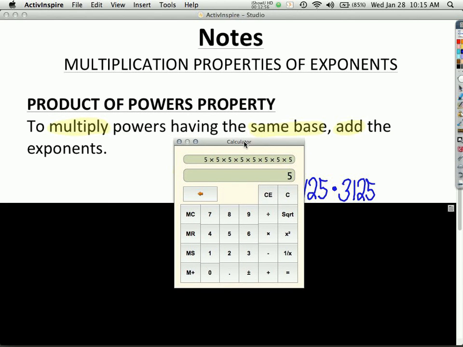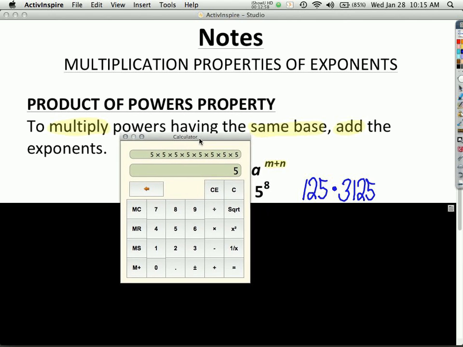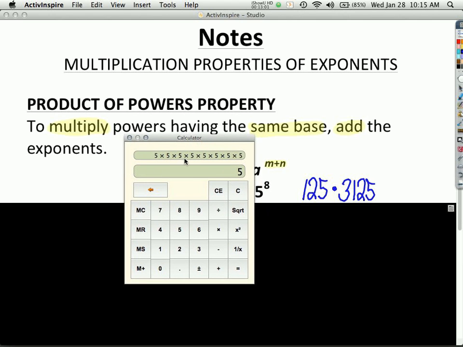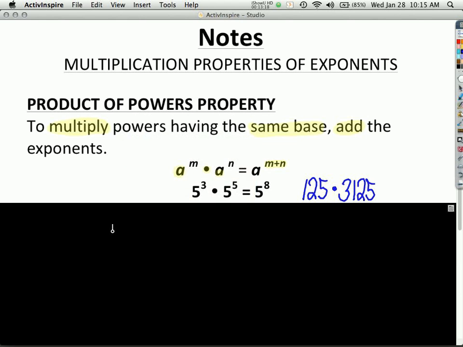In my calculator, I have 5 to the 8th power. 5 times 5 times 5 times 5 times 5 times 5 times 5 times 5. Does it come out the same as what you got? Yes. Okay, so we just proved by doing the simplification of 5 to the 3rd, 5 to the 5th, multiply those two together, we get the same value as 5 to the 8th. So we just proved that this works. Does anyone have any questions about that?